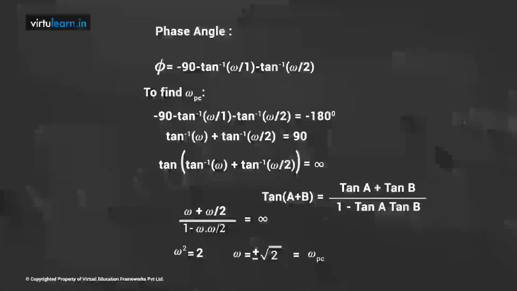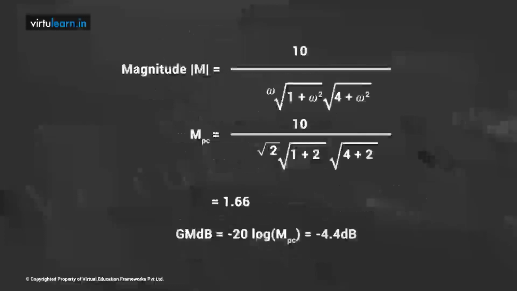Now omega PC is available; this is the first step to find the gain margin. We substitute this omega PC in the magnitude expression. The magnitude is 10 by omega into square root of 1 plus omega square into square root of 4 plus omega square. In place of omega, you substitute omega PC, which is root 2. When you substitute, you get the value, and that value is nothing but MPC. So MPC comes out as 1.666.